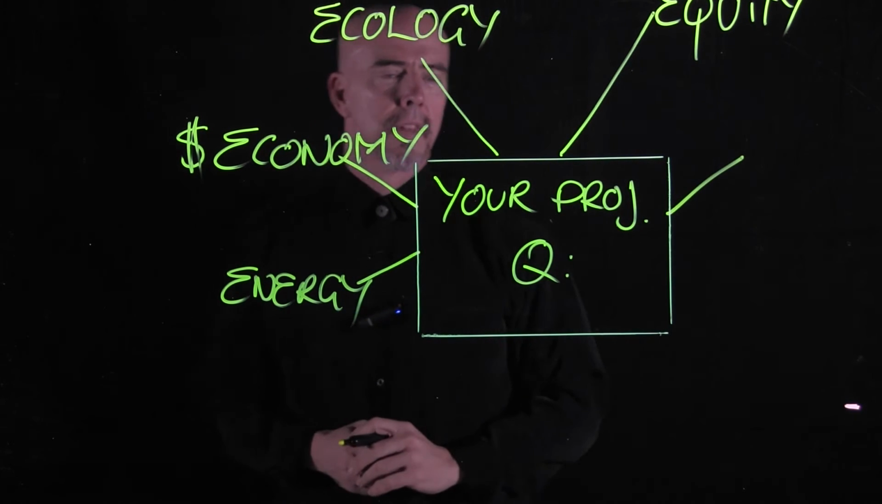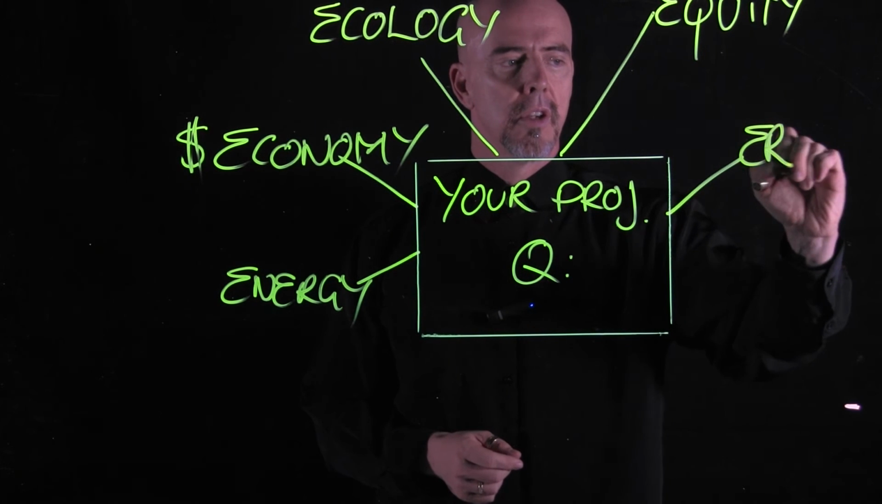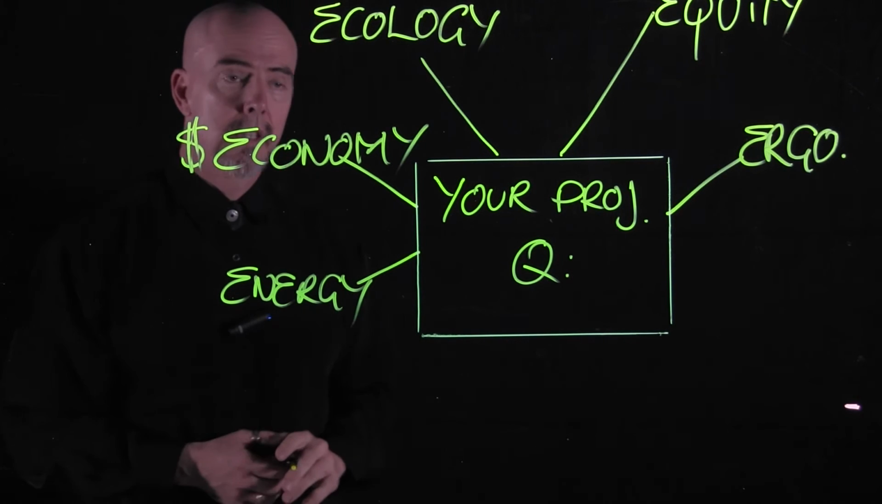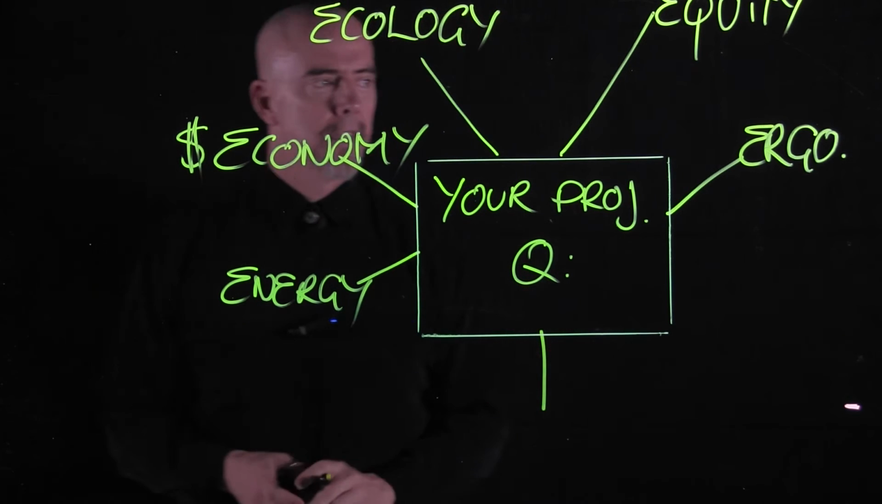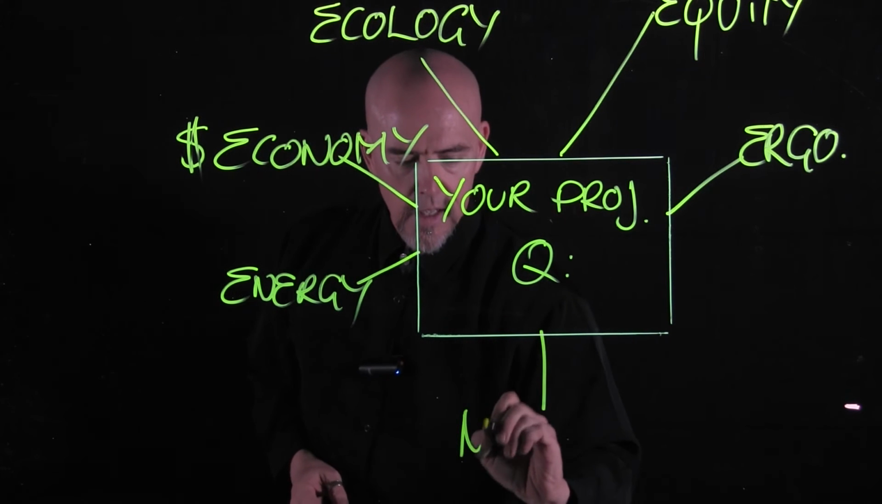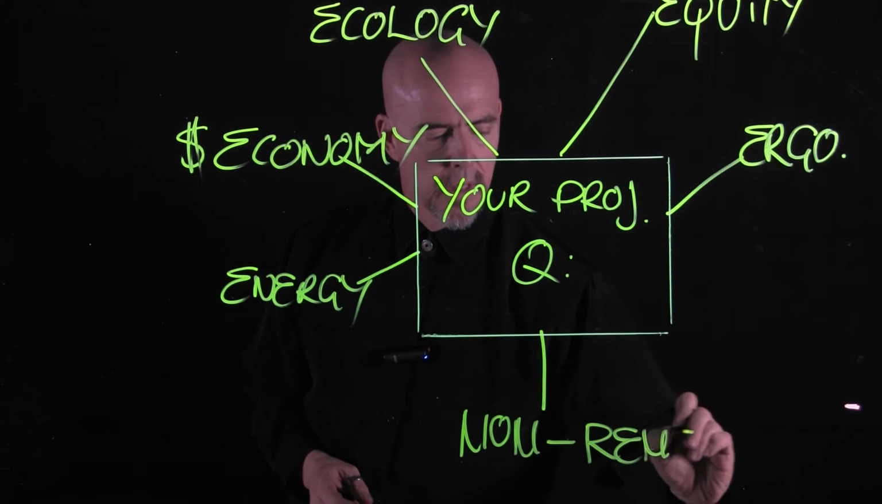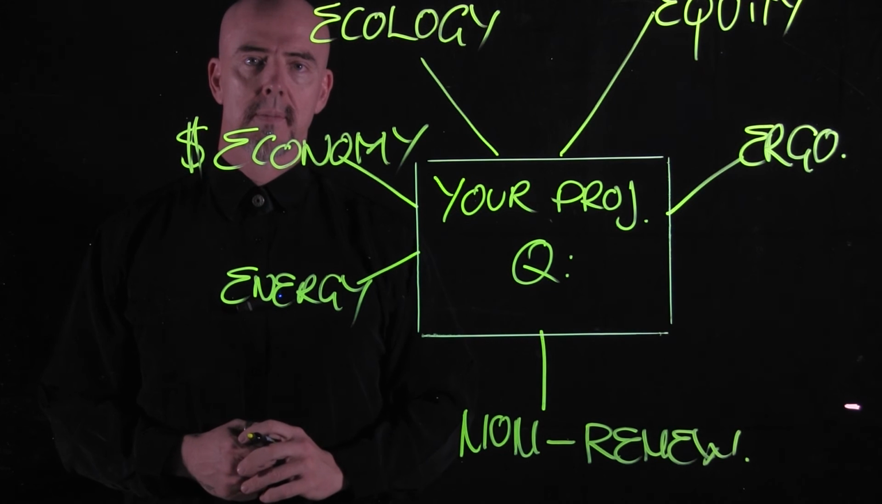Last one of our E's. We forgot about people. How about ergonomics? Does your design give consideration to the way a human being is going to use this? Sixth, we'll head downstairs. Are you making use of non-renewable resources? We spoke about this in week 2. We can now see the importance of this.